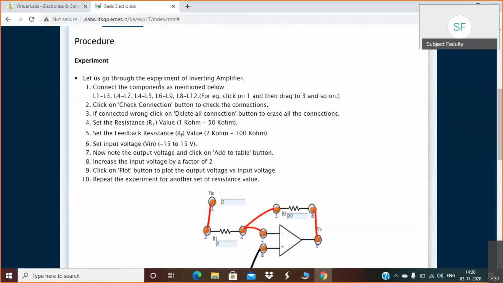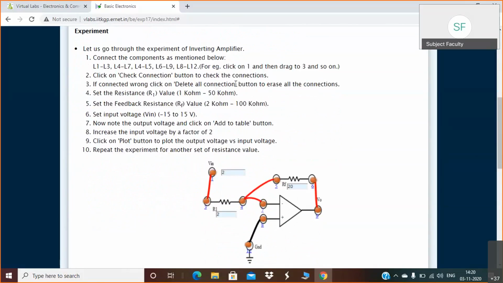Let us go through the experiment of inverting amplifier. So this is the procedure for the inverting amplifier. Now you have to do the connection as per here. This connection, we will see in simulation. So you have to do this connection.